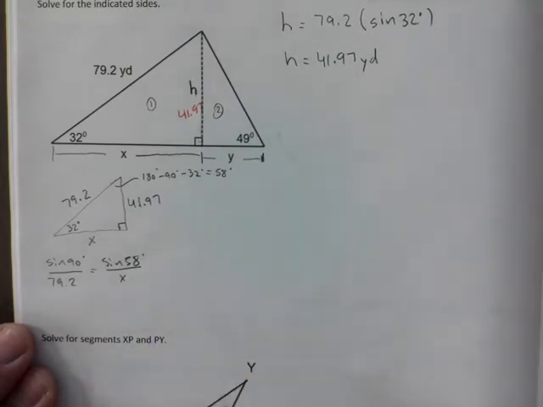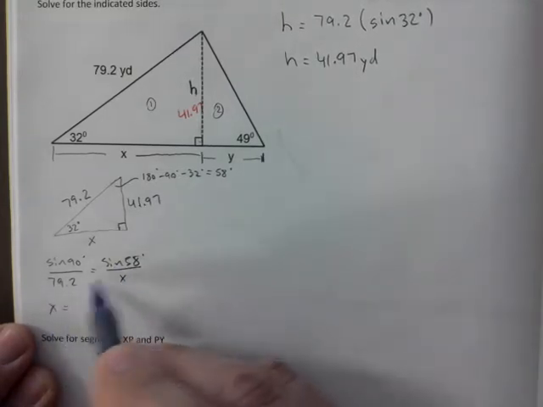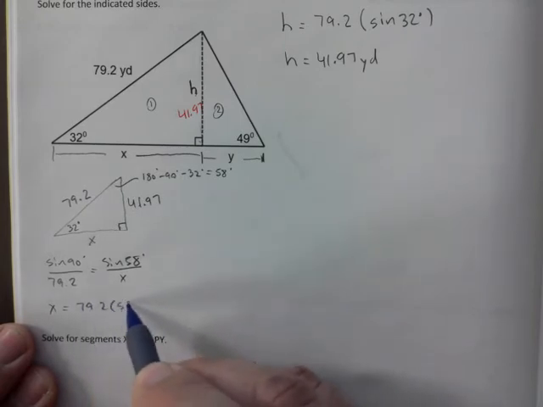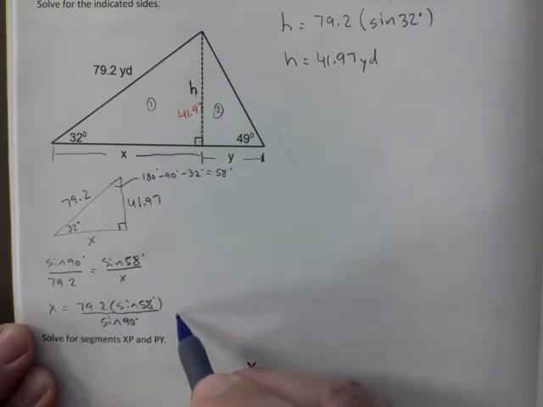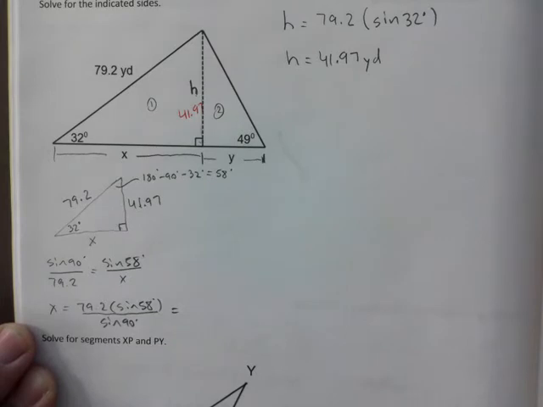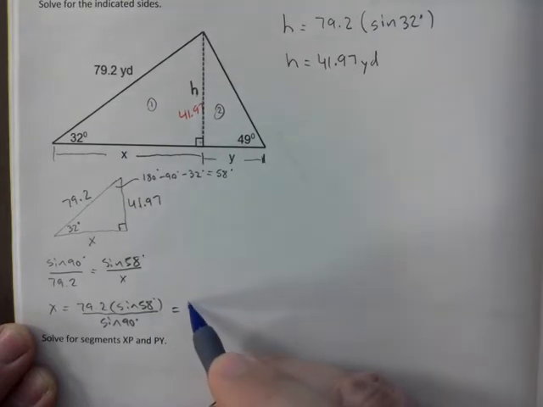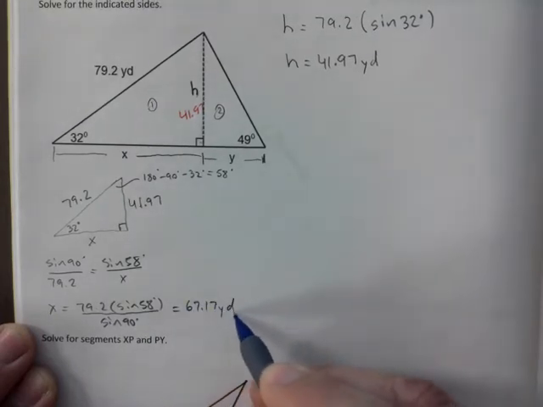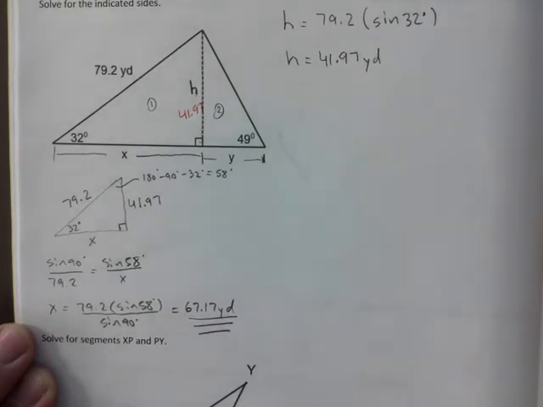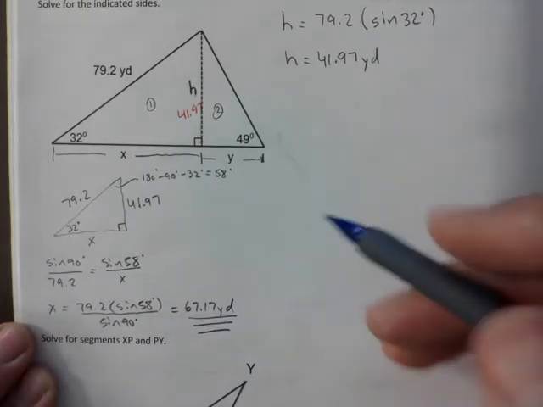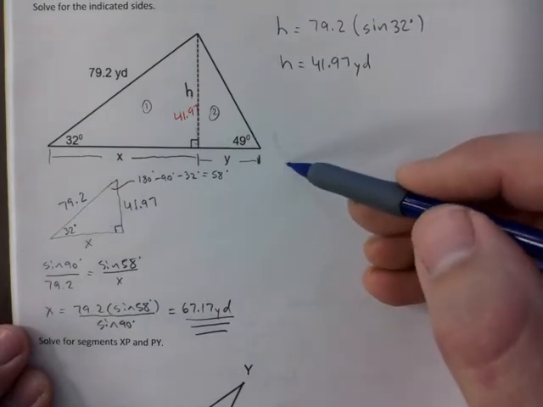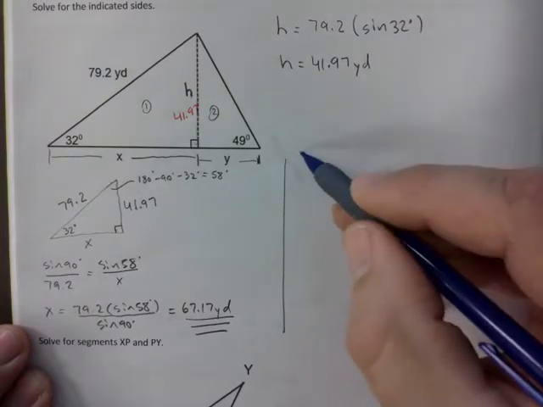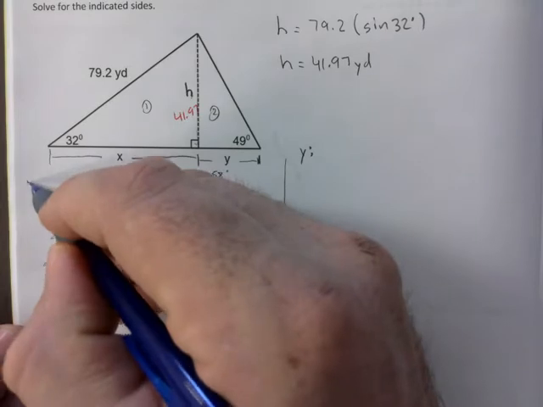Sometimes you're overwhelmed by having too many options, but it should all jive, right? It should all work. Sine of 90 is 1, so you don't really need to type that in. For x, I get 6717 yards, okay? So I needed that, and I'm going to solve for y now, using this spot here.